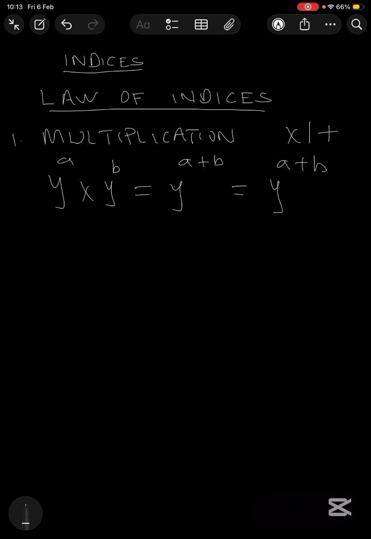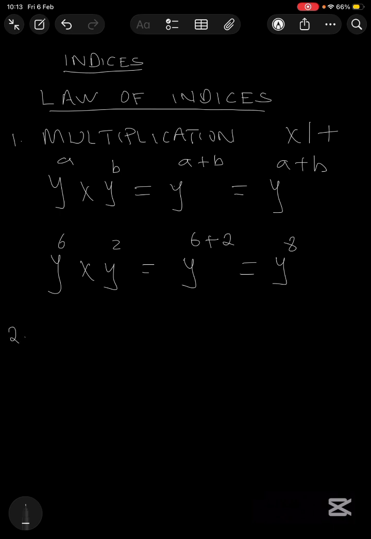Example, we have y power 6 times y power 2. I have said ensure the base is the same. Multiplication is the same as addition, so we are going to add the powers. So y power 6 plus 2 is equivalent to y power 8.